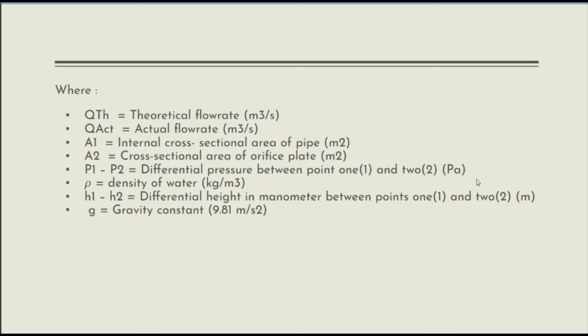where QTH is the theoretical flow rate, Q actual is the actual flow rate, A1 is the internal cross-sectional area of the pipe, A2 is the cross-sectional area of the orifice plate, P1 minus P2 is the differential pressure between point 1 and point 2, rho is the density of water, H1 minus H2 equals the differential height in the manometer between points 1 and 2. G is the gravity constant, which is 9.81 meter per second squared.